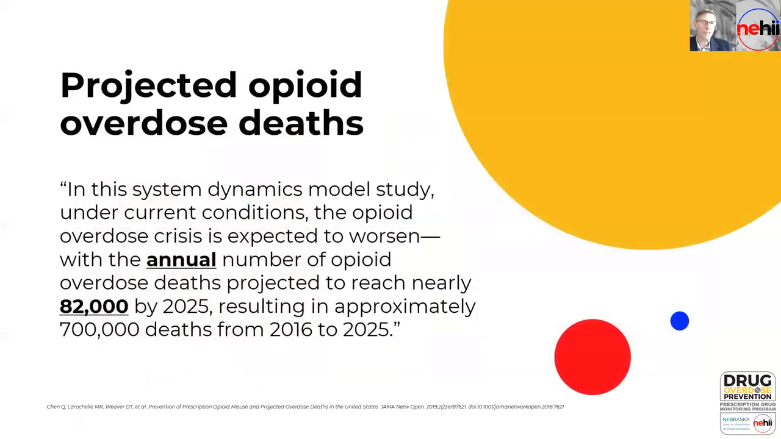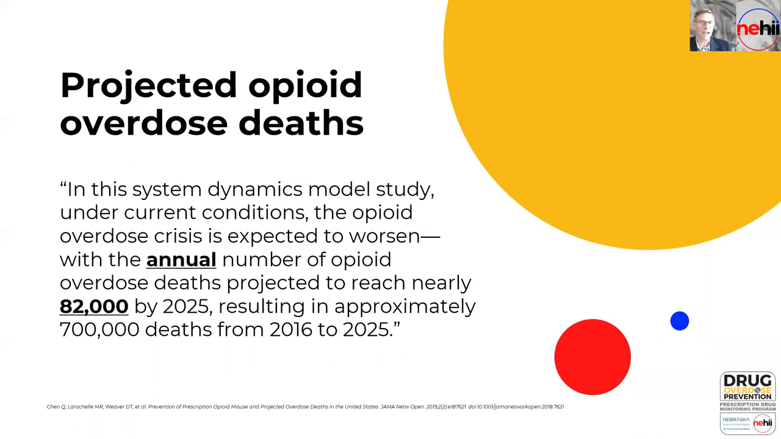A relatively recent article in the Journal of American Medical Association, or JAMA, is predicting that the crisis is expected to worsen, with an annual number of opioid overdose deaths projected to be over 82,000 by 2025 and continuing. And that's expected to have approximately 700 deaths between 2016 to 2025 related to opioids.